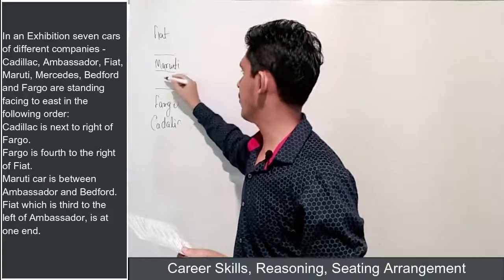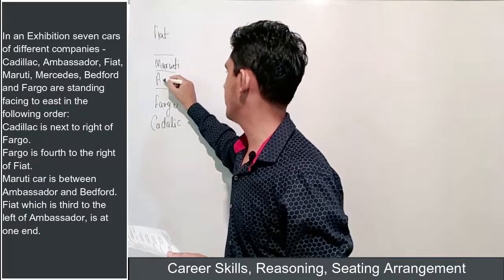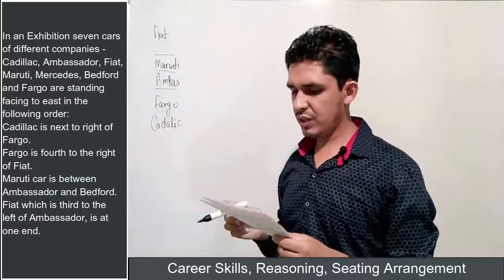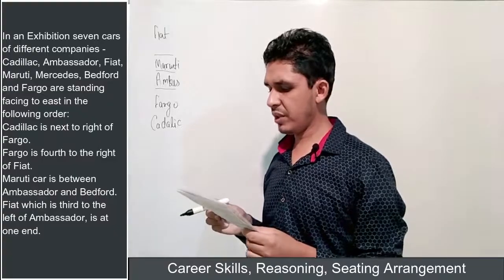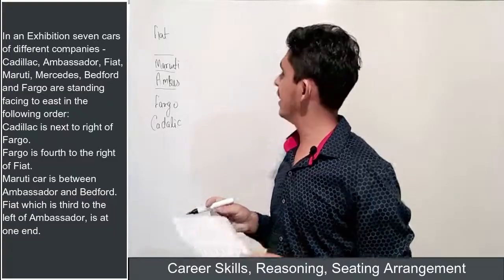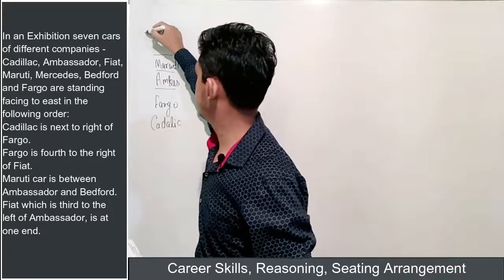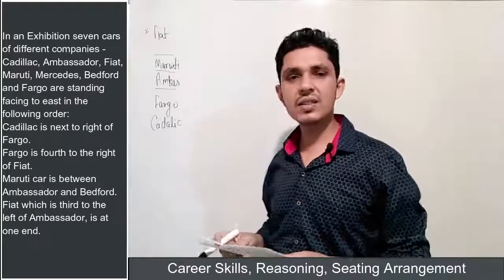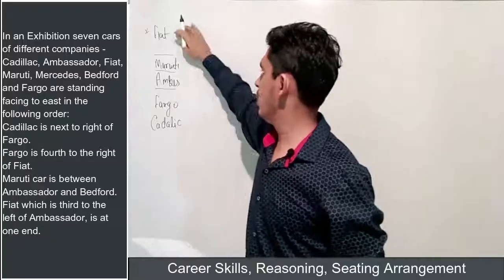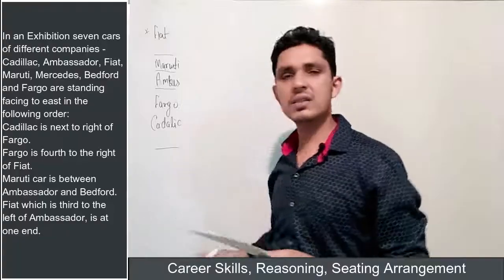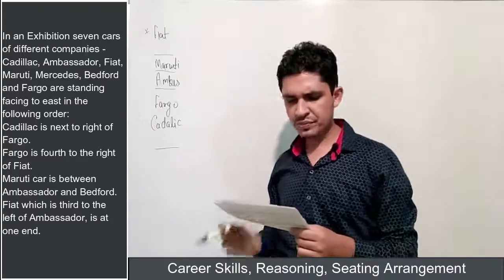Thereafter he is saying that Fiat is third to the left of Ambassador. That means if we put Ambassador here, right, so Fiat, which is third to the left of Ambassador, is at one end. That means here Fiat is at one end, right? So we can see how many cars I have drawn, 1 2 3 4 5 6, and total 7 cars are here. So we can draw one more.